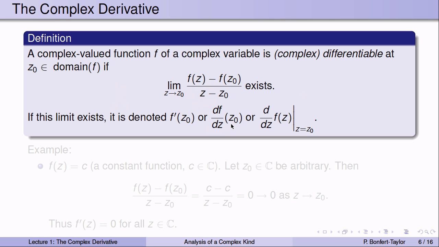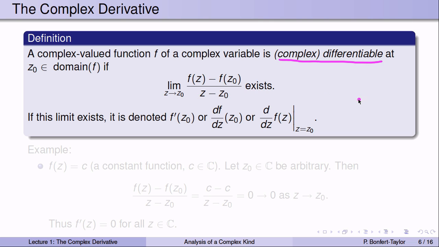Let's return to complex numbers now. The derivative is defined in a completely analogous way to the real value case. We say a complex valued function f of a complex value is complex differentiable. Typically we just say differentiable if it's clear from the context that we mean complex differentiable. So a function is differentiable at a point z0, which must be in the domain of f, if the limit of the difference quotient exists. So we look at f of z minus f of z0 divided by z minus z0 and let z approach z0.